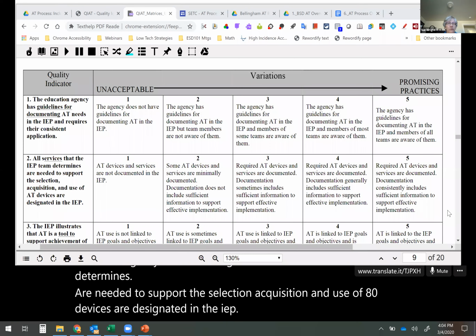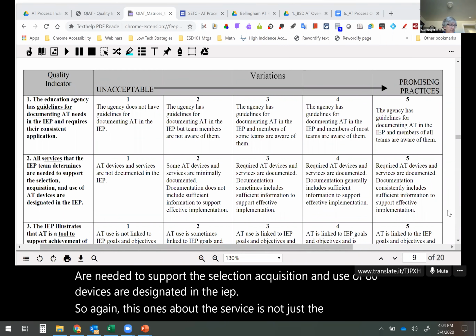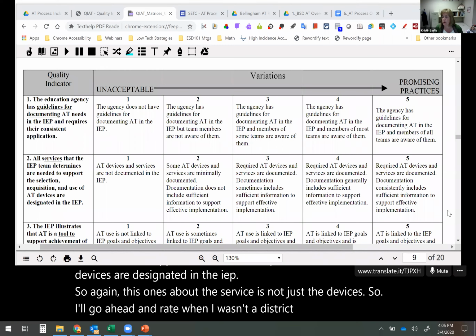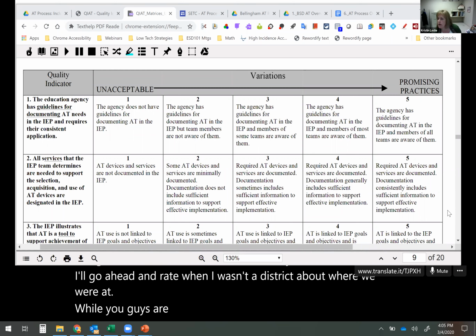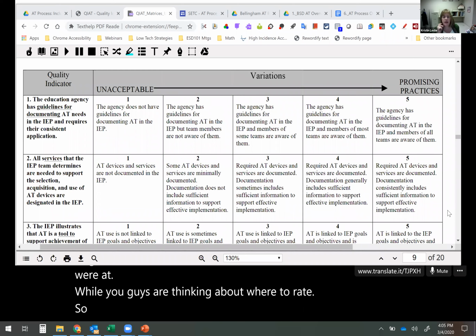So, and again, this one's about the services, not just the devices. I'll go ahead and rate when I was in a district about where we were at, while you guys are thinking about where to rate. So about a 2 or 3 is one of the responses.